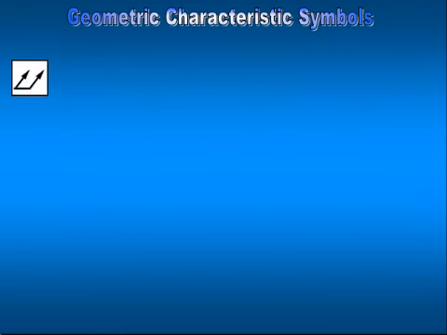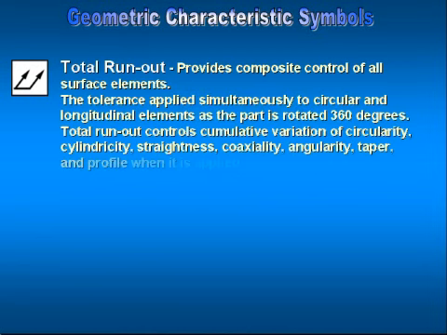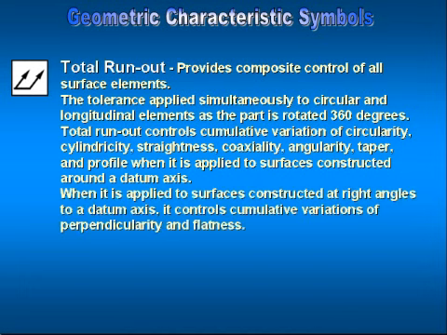Total runout. Total runout provides composite control of all surface elements. The tolerance is applied simultaneously to circular and longitudinal elements as a part is rotated 360 degrees. Total runout controls cumulative variation of circularity, cylindricity, straightness, coaxiality, angularity, taper, and profile when it is applied to surfaces constructed around a datum axis. When it is applied to surfaces constructed at right angles to a datum axis, it controls cumulative variations of perpendicularity and flatness.